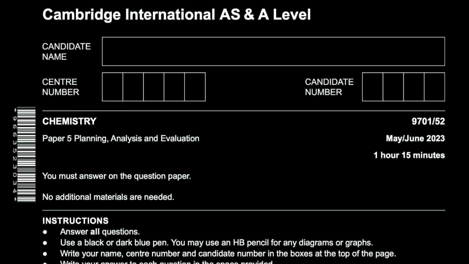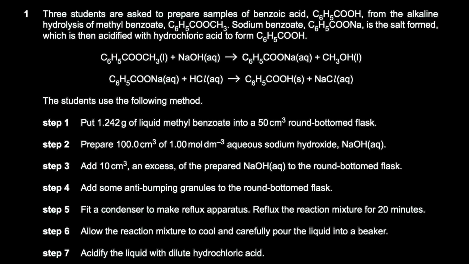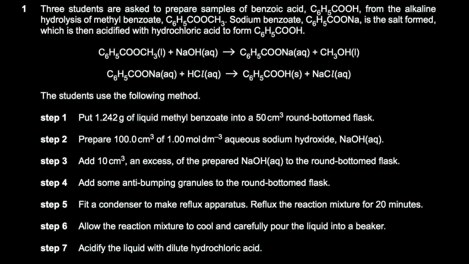Today we're going to be doing May-June 2023 paper 52. Question number 1 says, 3 students are asked to prepare samples of benzoic acid, C6H5COOH, from the alkaline hydrolysis of methyl benzoate.